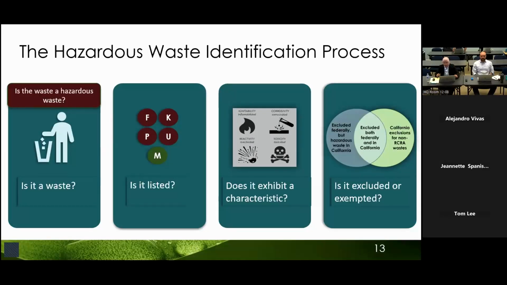This includes certain mercury-containing items like old fluorescent bulbs when they are discarded. So M-listed waste is recognized as hazardous waste only in California. Now the next question is, does it exhibit a characteristic of hazardous waste?